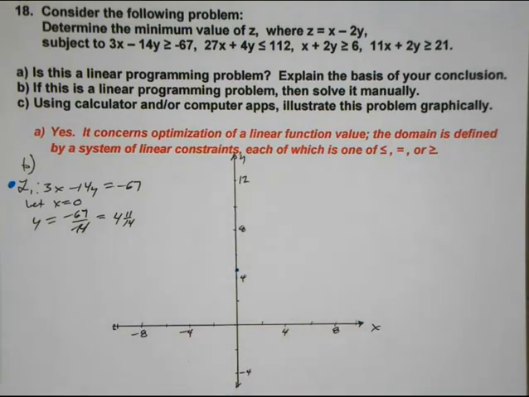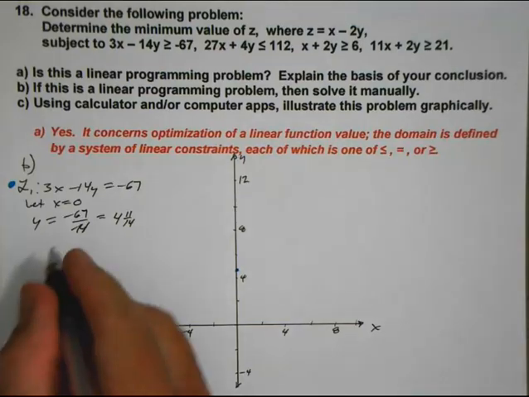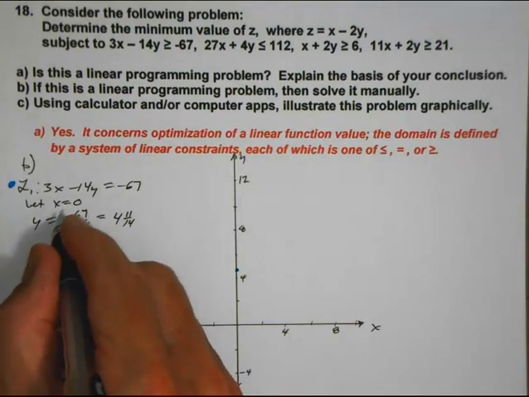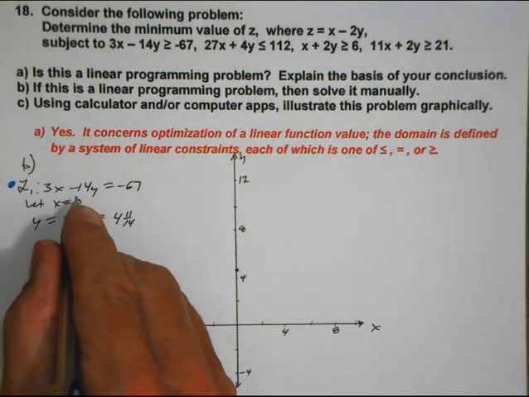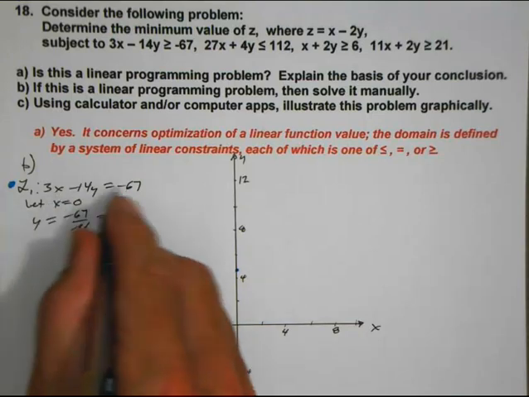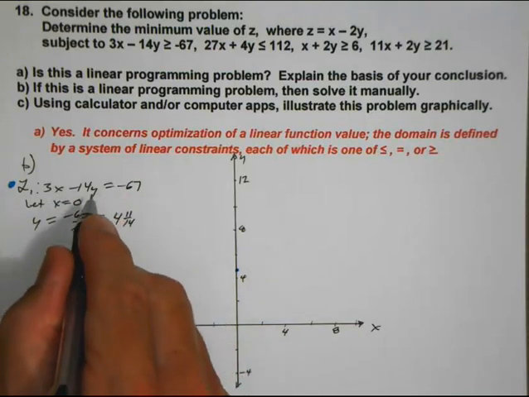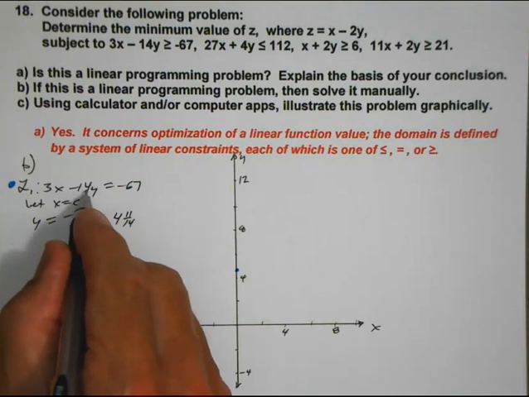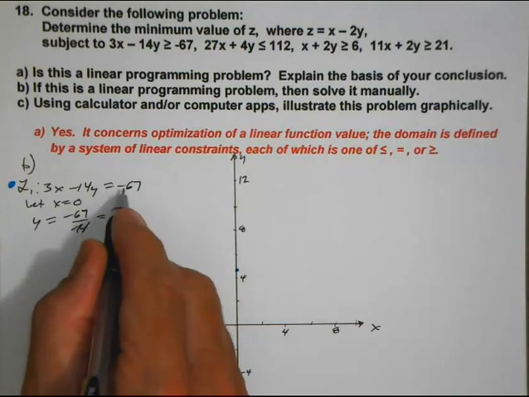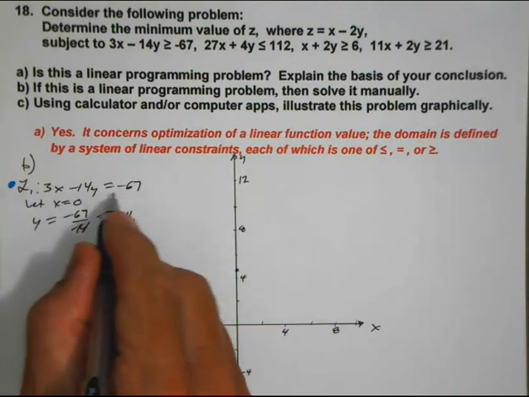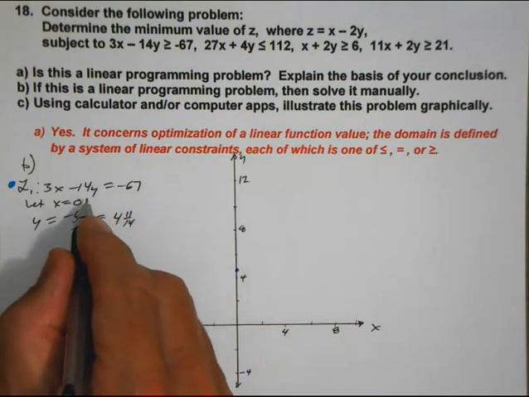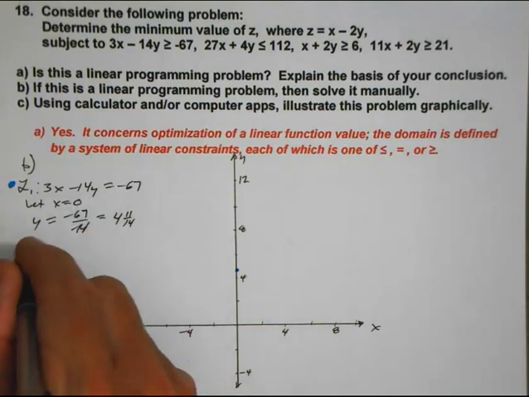Now, another point. The x-intercept is too inconvenient. So what else could we do? Maybe we let y be some other number and get x from that. We want to make y something so that 14 times it adds to this negative 67 and gives us 3x equal to a somewhat small number, so that it's a graphable point. Maybe y equal to 3. Okay, let's try that.